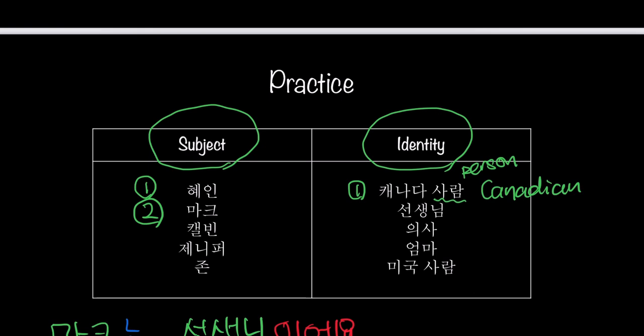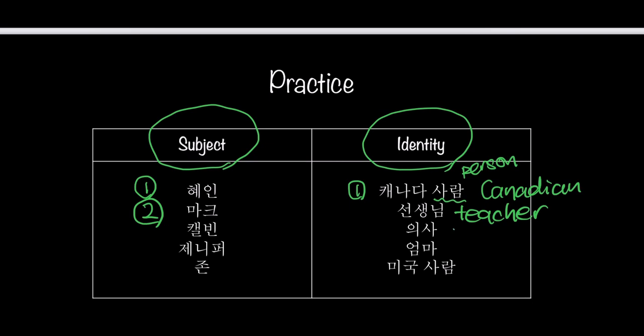All right. What about number 3, Kelvin? 선생님 means teacher, and this is 의사, which means doctor. So Kelvin's a doctor. How do we say Kelvin is a doctor? Kelvin ends in a consonant, so we're going to say 켈빈은. 의사 ends in a vowel, so we're going to say 의사예요. So we're going to say 켈빈은 의사예요.